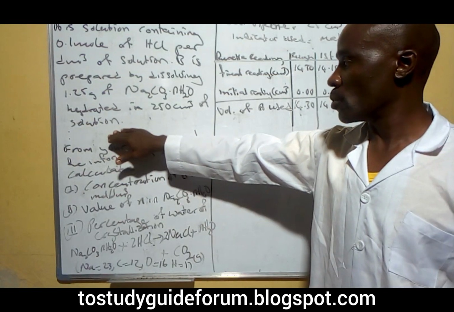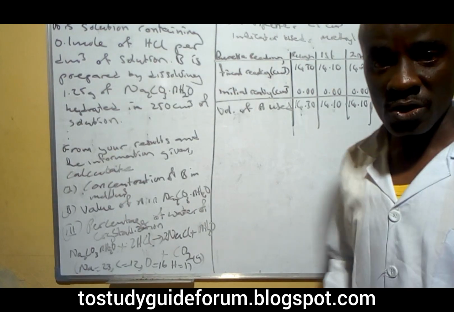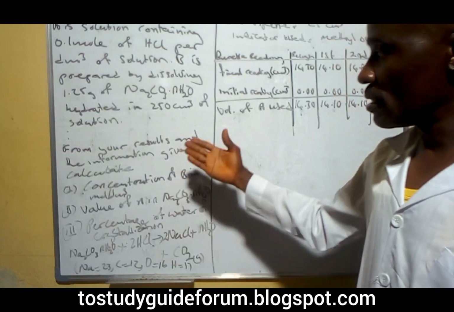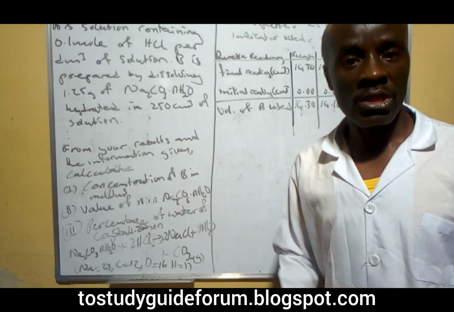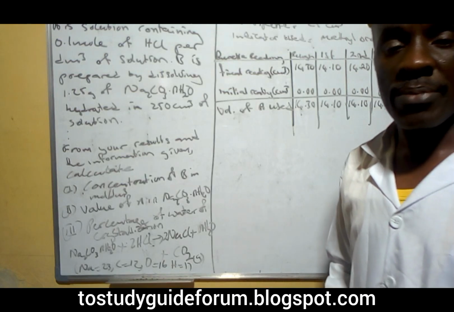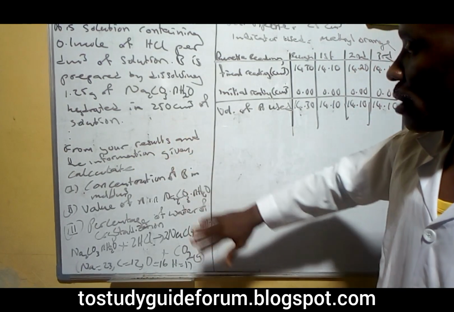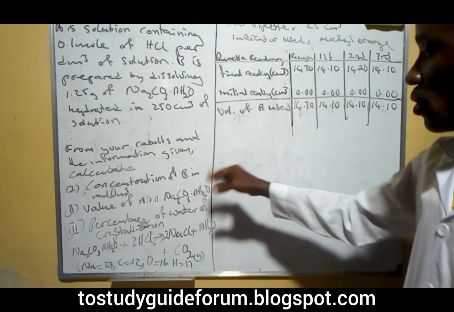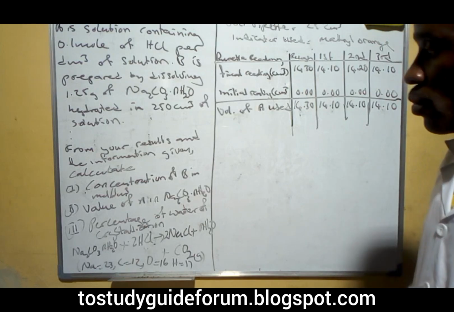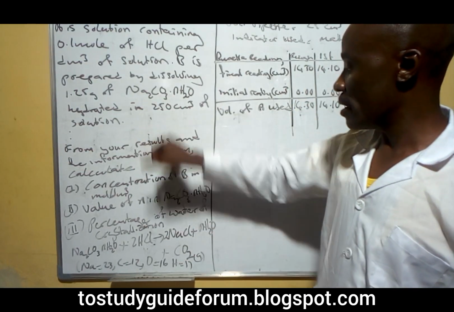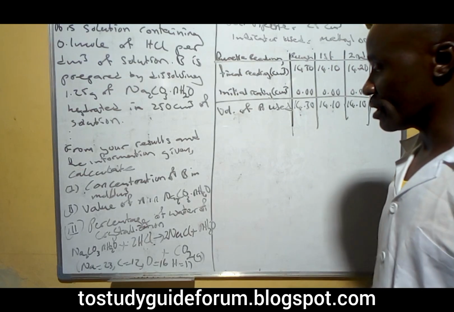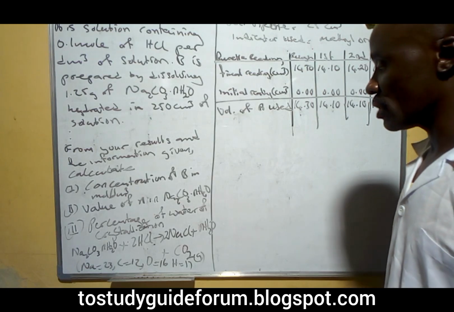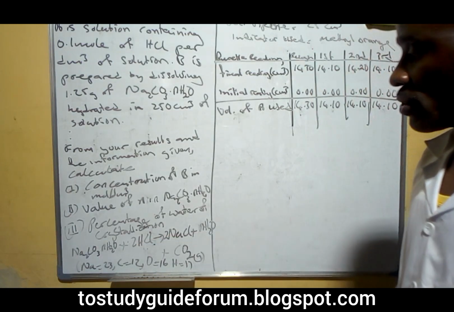Now, the other thing that is omitted here is the process of the titration, adding A in the burette, and titrating against 25 or 20 cm³ of the B. So from your result and information given, calculate the concentration of B in mole per dm³, the value of n in the sodium trioxocarbonate hydrated, and the last one, the percentage water of crystallization. So we have the equation of the reaction there for us.